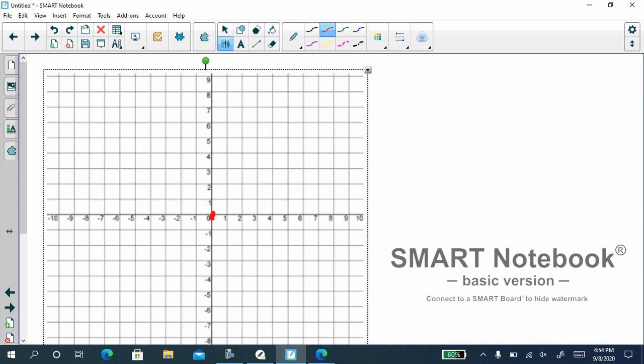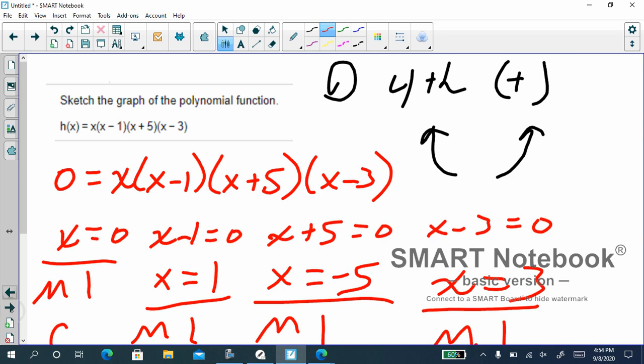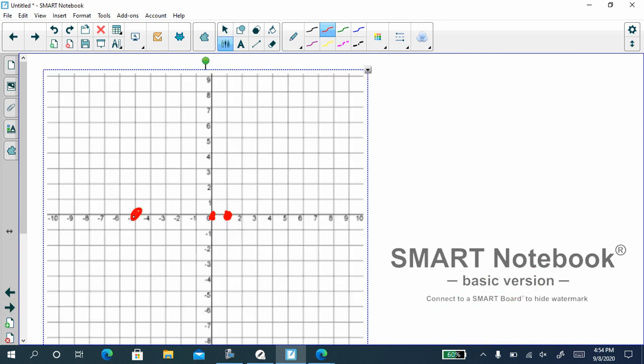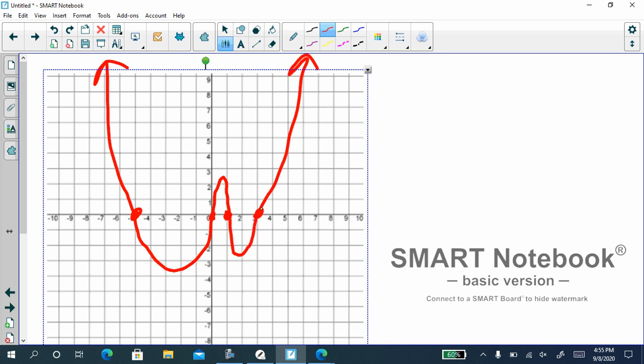So we have 0, 1, -5, and 3. We're up on both sides, so like this. And then we cross at each x-intercept. So we cross here, and we turn around, we cross here, turn around, cross here, turn around, and cross there. If you sketched yours, you might have made your peaks or troughs a little bit higher or a little bit lower, but in general, this is what our graph should look like.